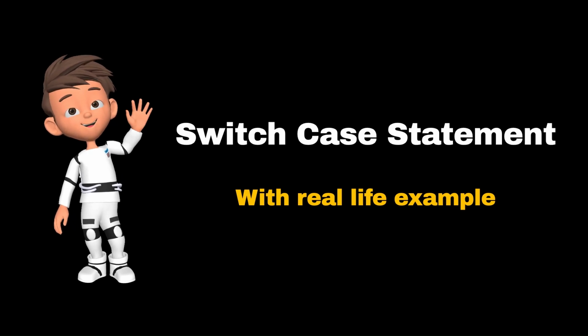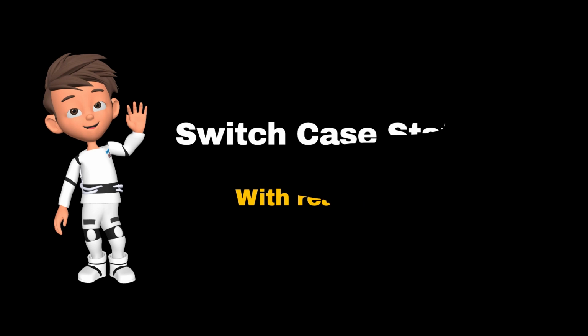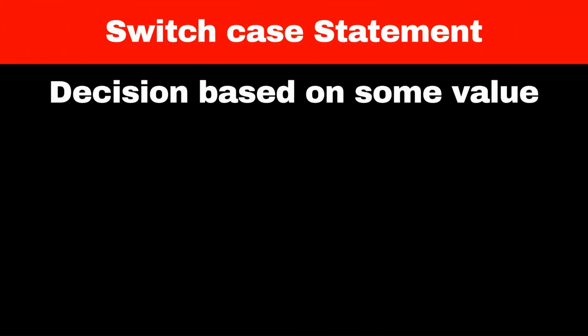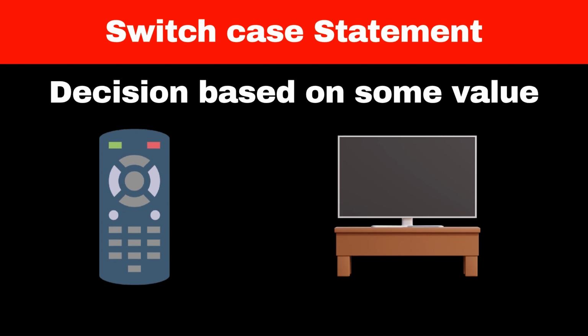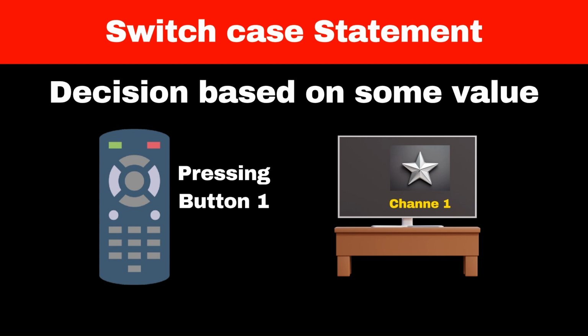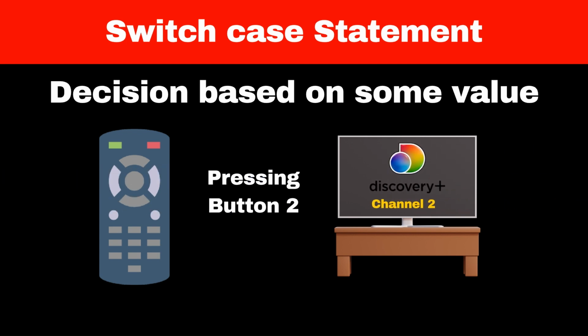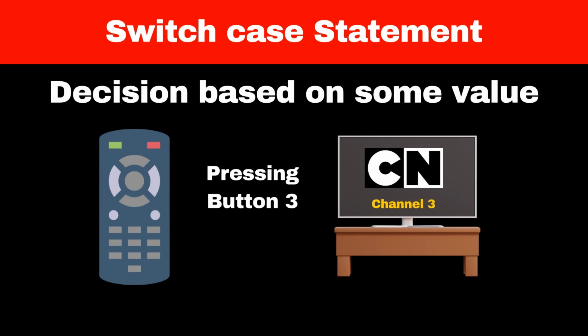Hello everyone, in this video we will learn about another control flow statement called the switch case statement. The switch case statement in Java is used to make decisions based on some value. Think of it like having different buttons on a remote. Each button does a different thing. For example, pressing 1 will play Star Plus, pressing 2 will play Discovery, pressing 3 will play Cartoon Network, and so on. Each number does a different thing, just like the switch case statement.